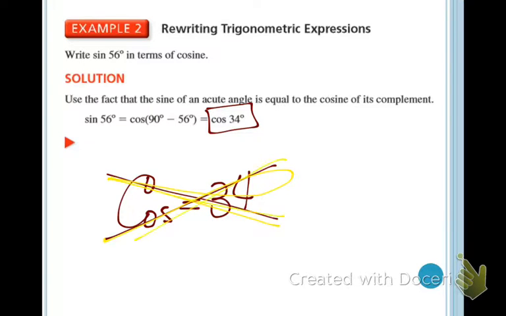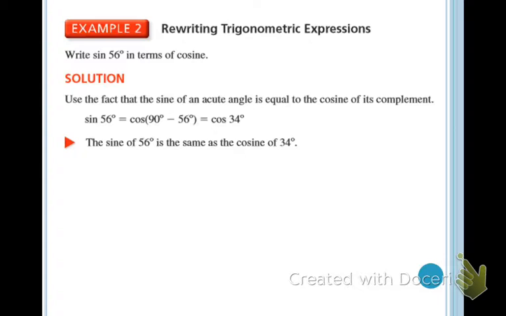Y'all see? This is what your answer will look like. I've seen way too many times on a quiz or a test they write an equal sign between cosine and 34. If you go on your calculator and type cosine, what happens directly after the letter S? A parenthesis, meaning there's a number that's supposed to go there, not an equal sign. And so you read this as the sine of 56 is the same as cosine of 34. But your answer will look like cosine 34.